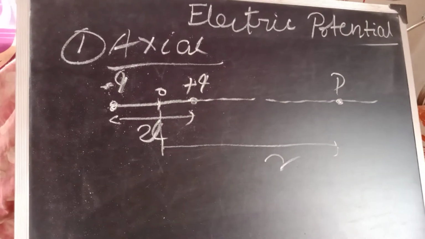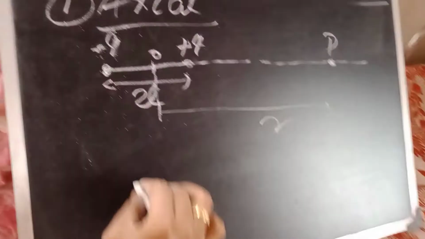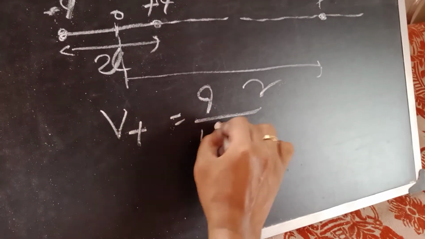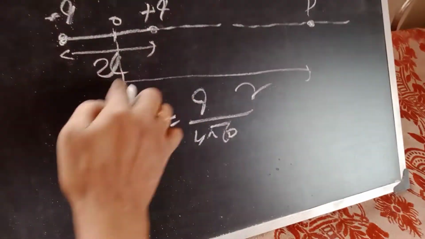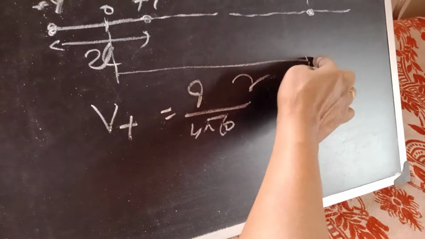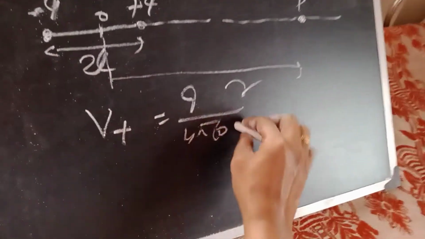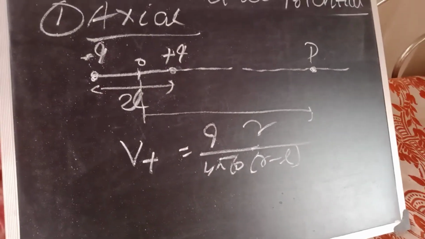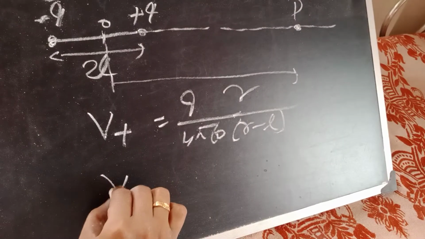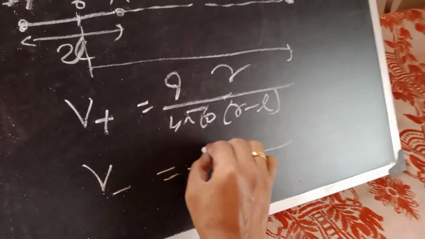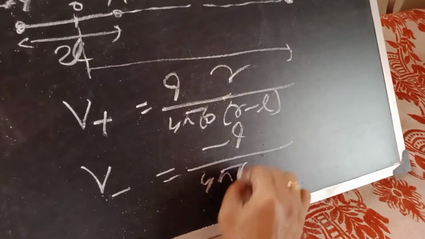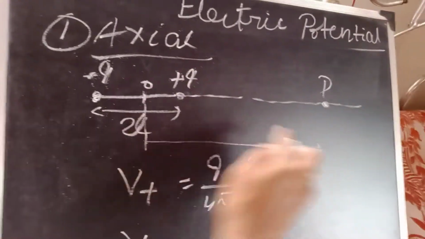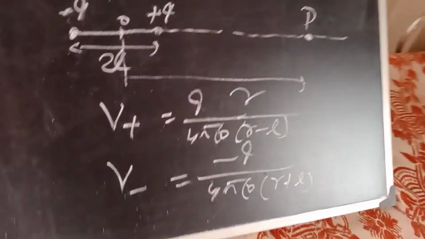So the potential at point P due to plus q, we take it as V plus, will be q by 4 pi epsilon naught, and that distance is r minus l. So the distance between P and plus q will be r minus l. And the potential at point P due to minus q, we symbolize that as V minus, will be minus q by 4 pi epsilon naught, and that distance is r plus l. You can see that the distance from minus q to P is r plus l.